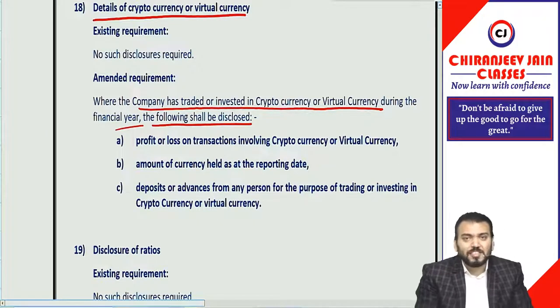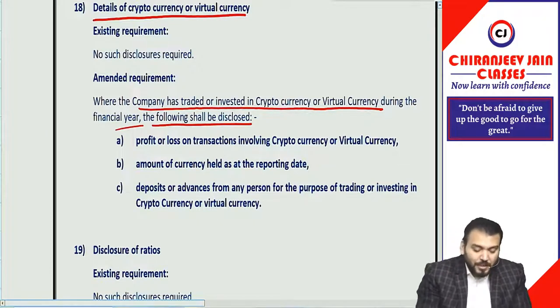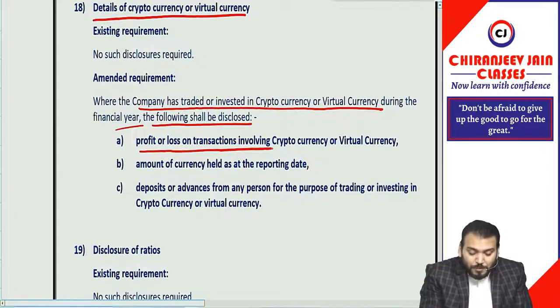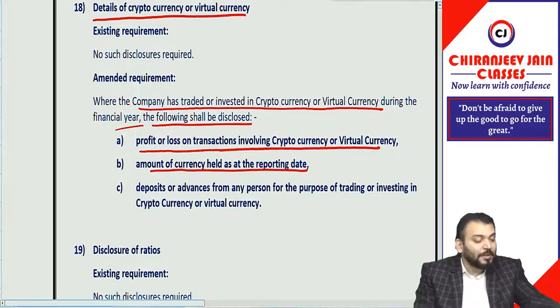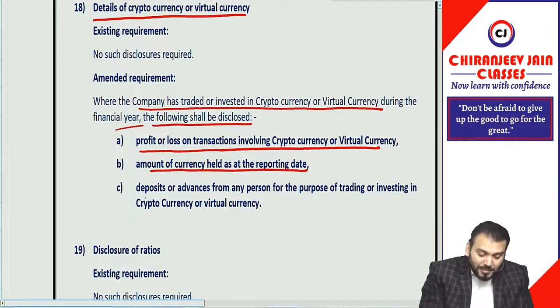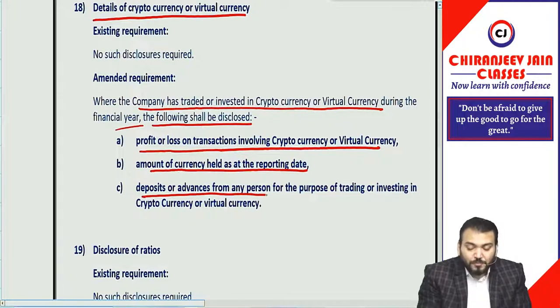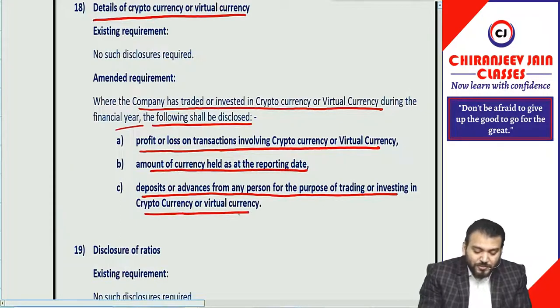Of course, previously there was no such requirement. This has been added. What we need to disclose: profit or loss on transactions involving cryptocurrency or virtual currency, the amount of currency held as at the reporting date, that is, the value of currency held as on the reporting date, and details of advances from any person for the purpose of trading or investing in cryptocurrency or virtual currency.